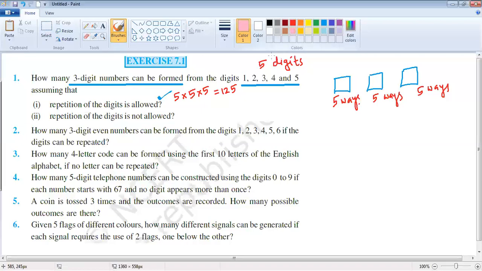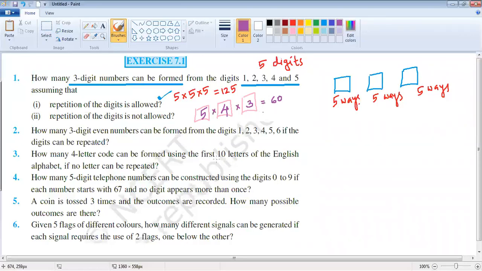If the repetition is not allowed, you can see that there are 3 digits. The first digit can be possible in 5 ways. So already one digit is used. So the next position can be possible in 4 ways only because already one digit is used. Then the last position is possible in only 3 ways because already 2 digits are used and repetition is not allowed. So total it is 5 into 4 into 3. 5 into 4, 20, 20 into 3, that is 60.